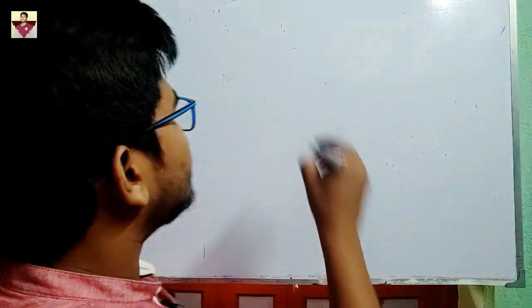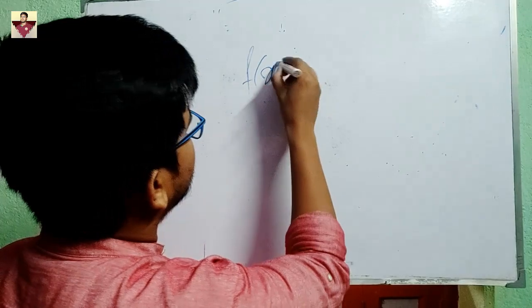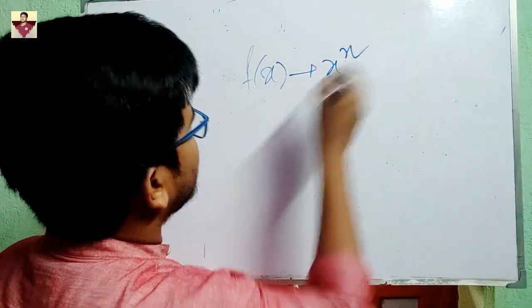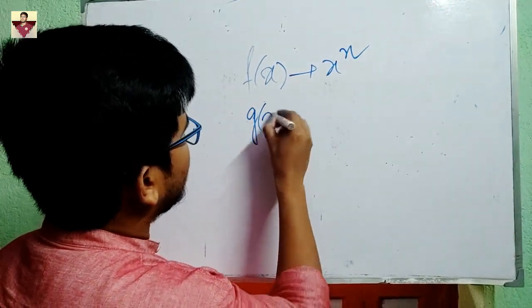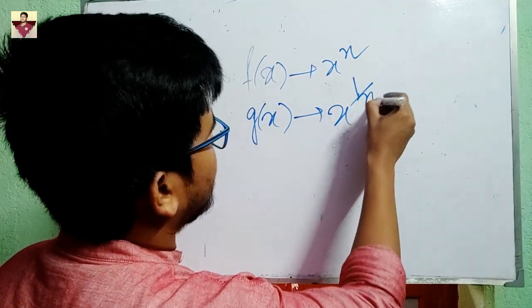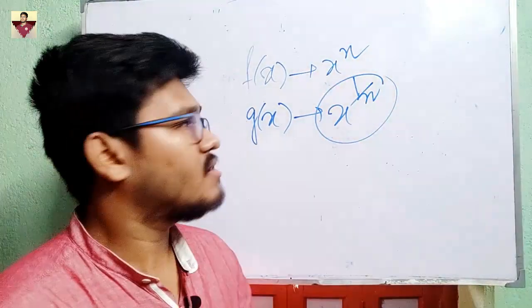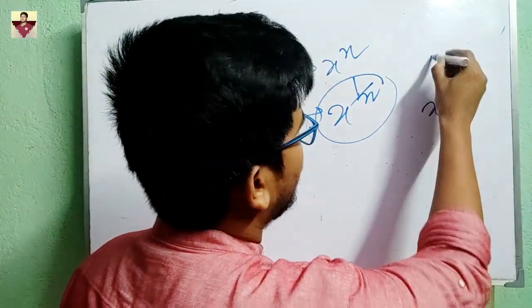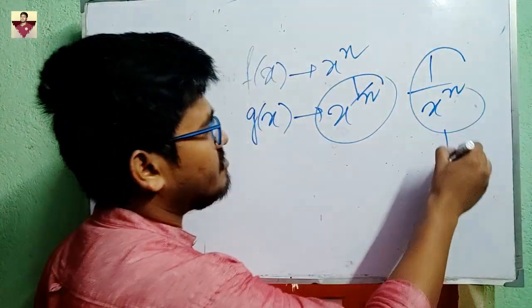And one more announcement. I have made a silly mistake in the part 1 video. While discussing the mirror image, I wrote that if f(x) is like x to the power n, then you can plot g(x) as x to the power 1 by n. Previously I wrote 1 by x to the power n. So you need to correct this.